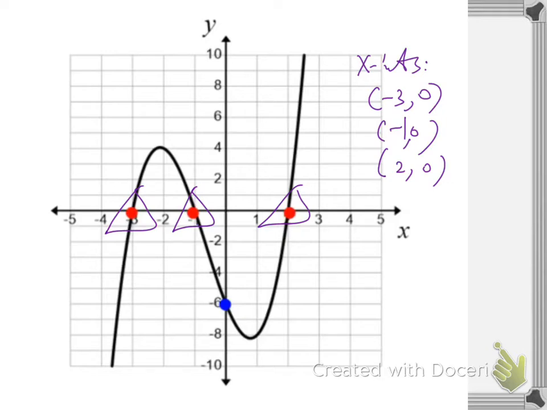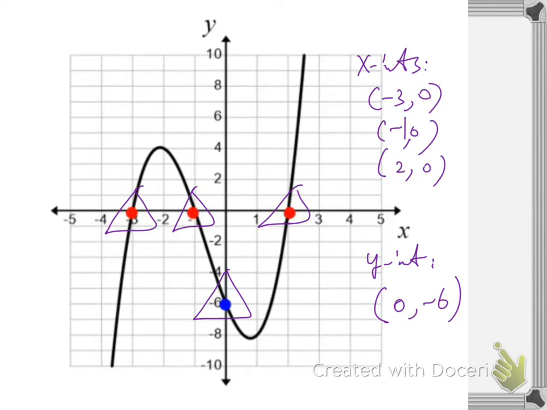They are on the x-axis. We only have one y-intercept. It is on the y-axis and on the graph, so it's (0, -6). So this is the definition of x and y intercepts.